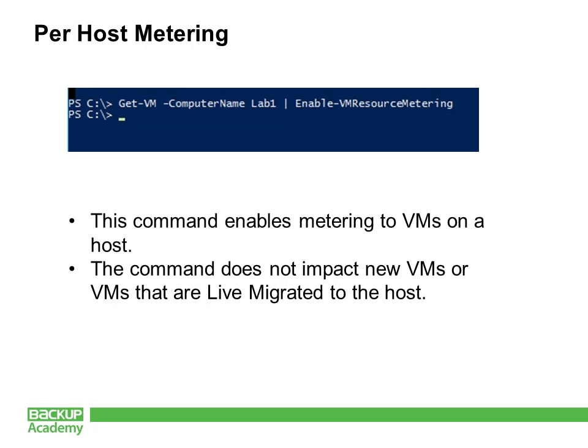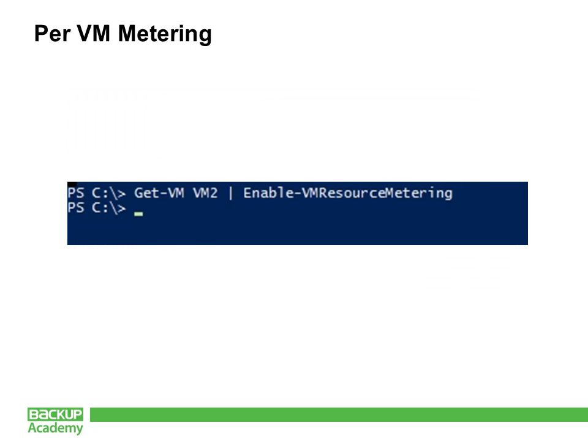So what if you just wanted to enable resource metering for a specific virtual machine? Well, that's really easy to do as well. On this slide, you can see that we've got the commandlet get-vm, just like we had before, but this time, instead of specifying the computer name parameter and the name of a host server, we're just providing the name of an individual virtual machine, in this case VM2. And then we're piping that into the enable-vmresourcemetering commandlet.